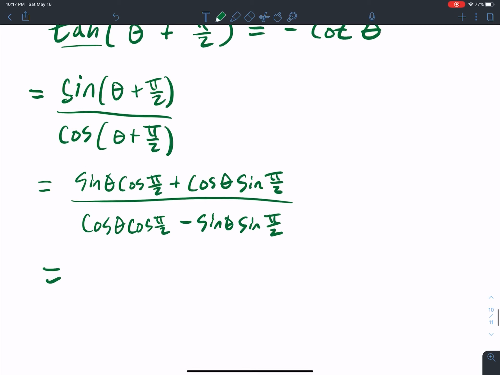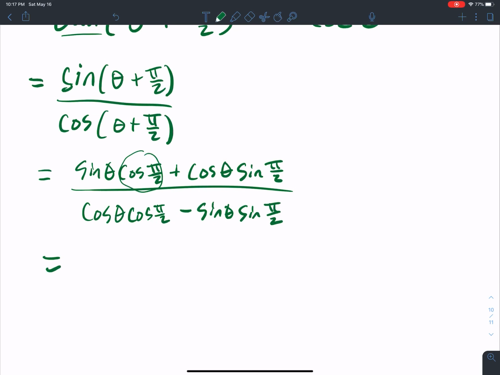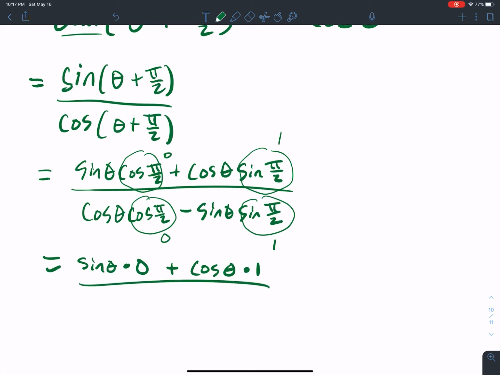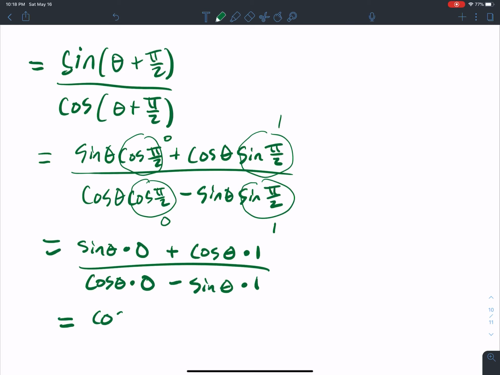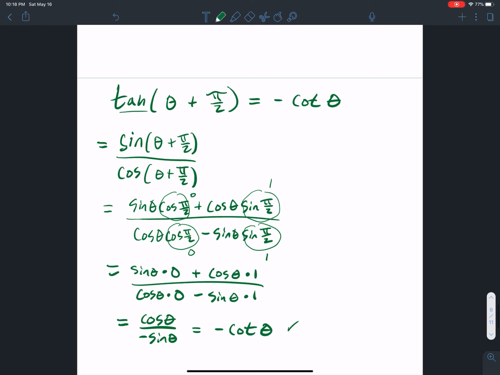Now this is going to be 0. This is going to be 1. This is going to be 1. And this is going to be 0. So what do I have left? I have sine theta times 0 plus cosine theta times 1 over cosine theta times 0 minus sine theta times 1. So what does that equal? That's cosine theta over negative sine theta, which equals negative cotangent theta, which is what I wanted right here.